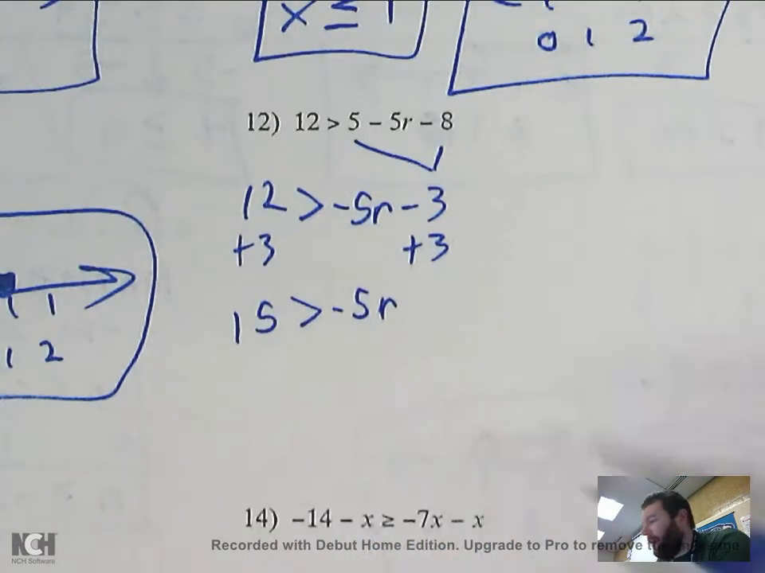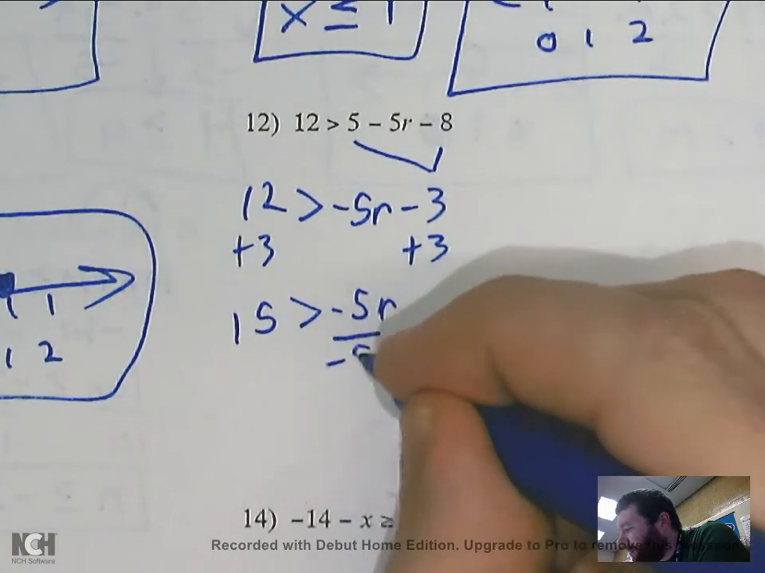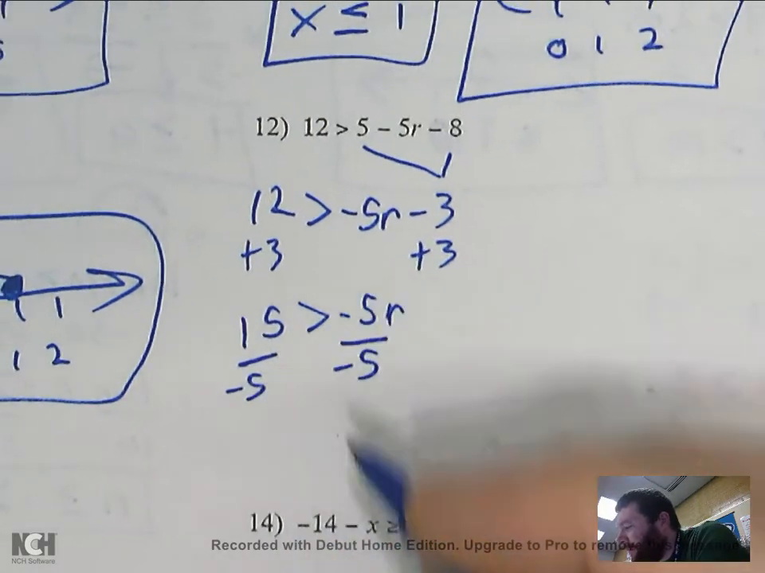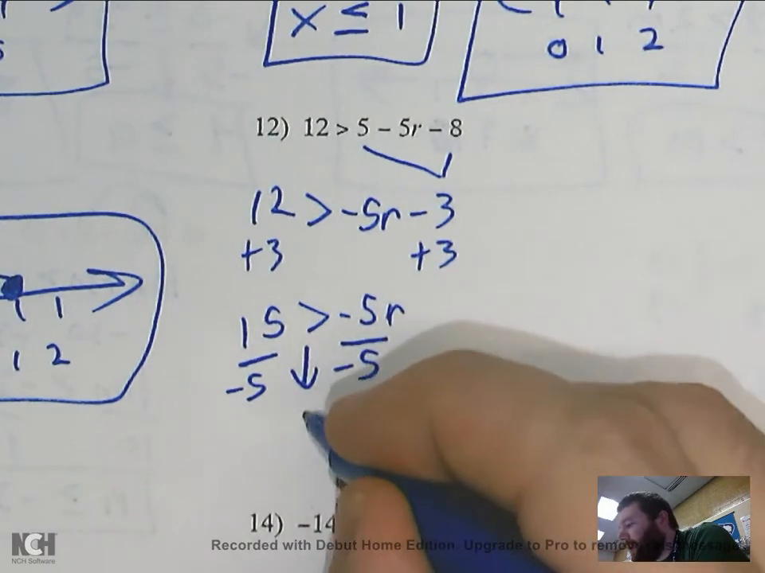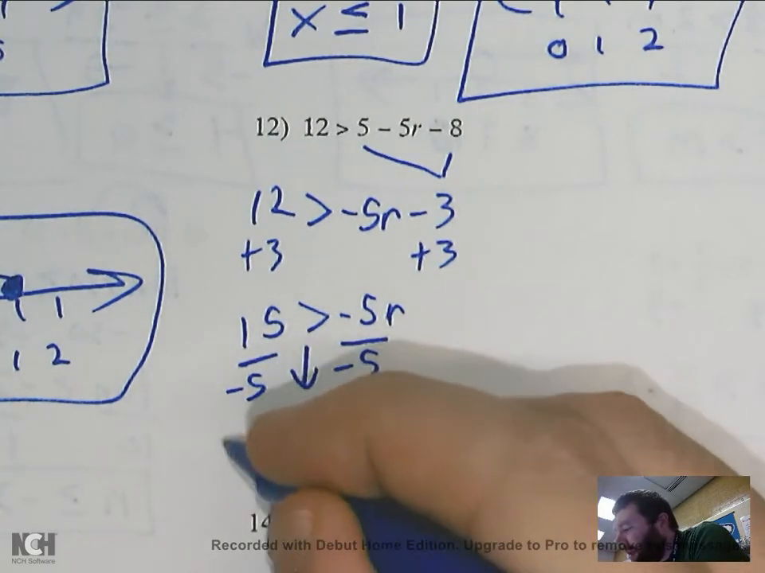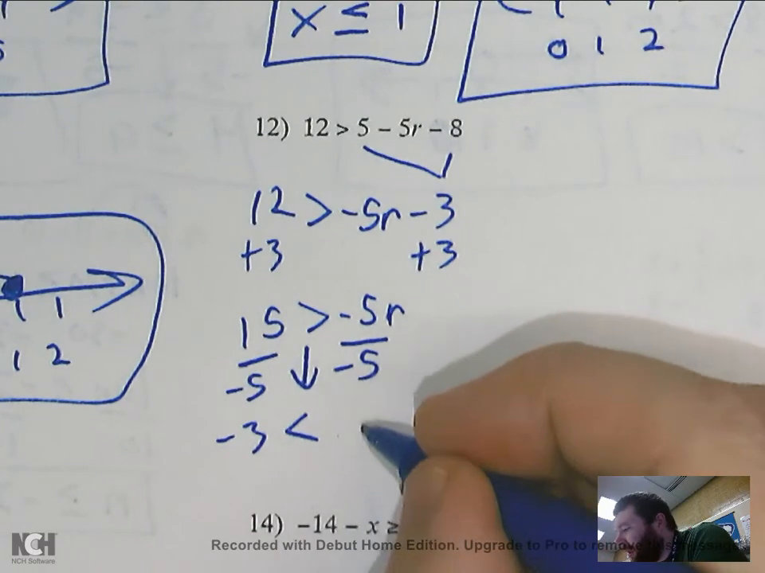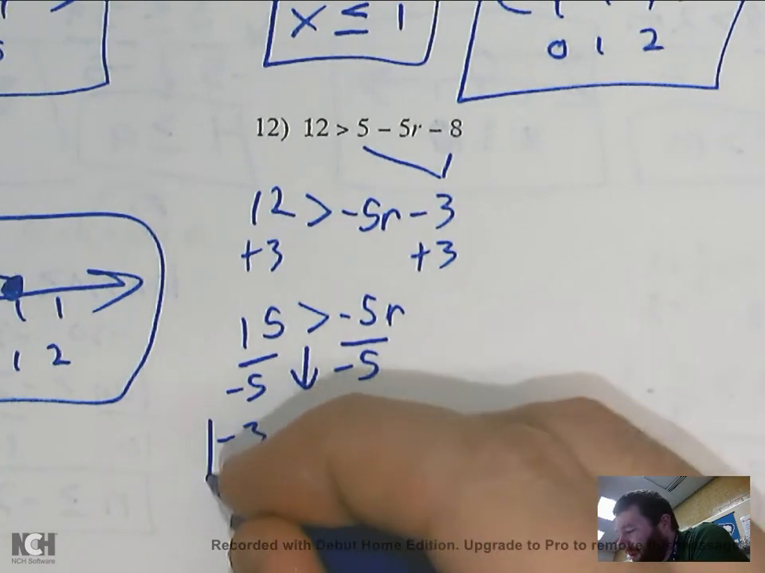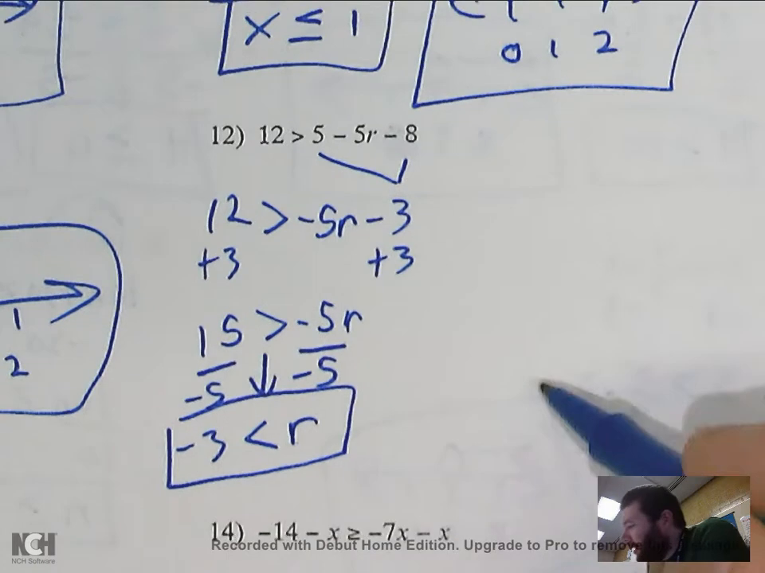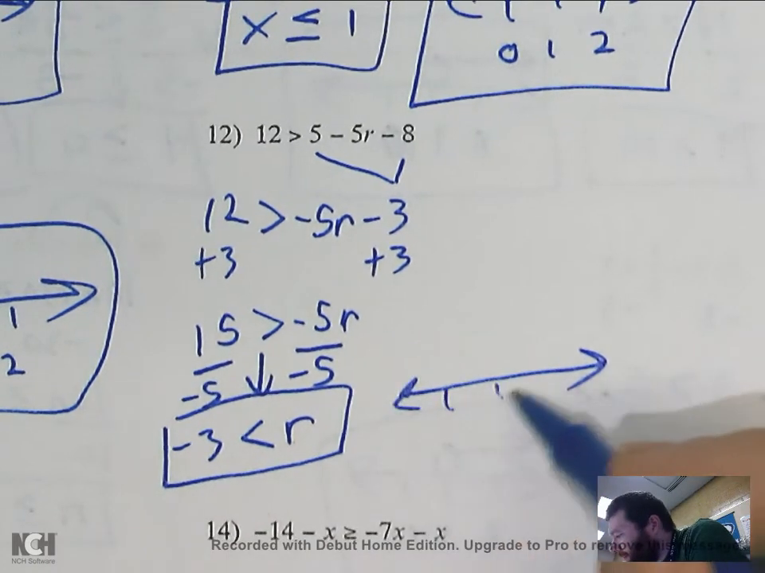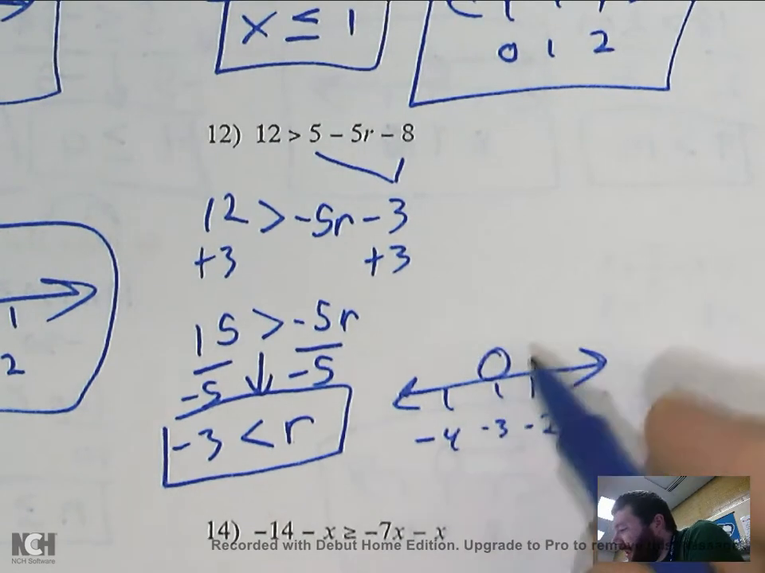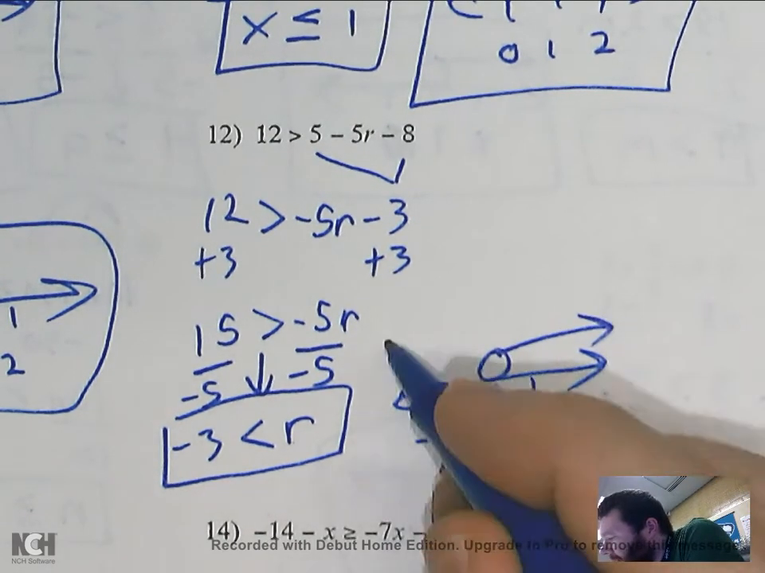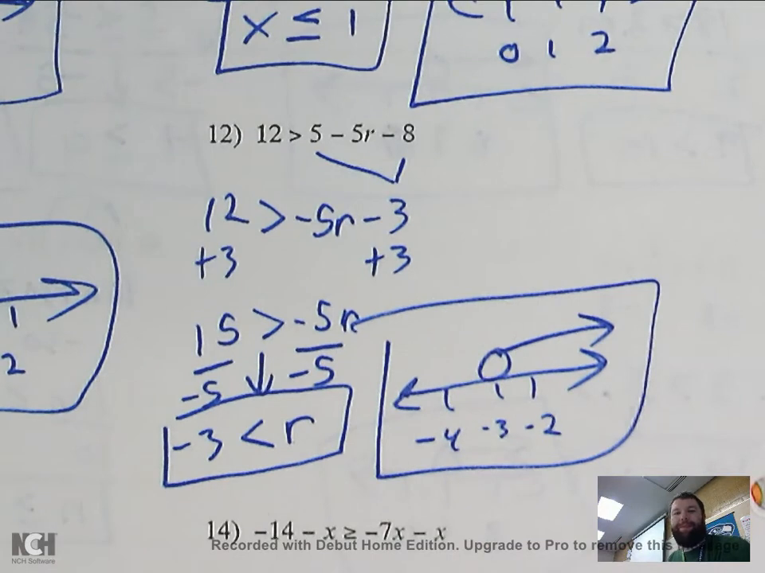And then to get rid of the -5, I have to divide because it's multiplying, so I divide each side by -5. Now I'm dividing by a negative, so it's going to flip the inequality sign. It's going to go the other direction. And I'm going to get -3 is less than r. So there's one answer. Going to draw my graph. -4, -3, -2. It's going to be an open circle, eating the variable, so it's going to go to the right. And there's your second answer.